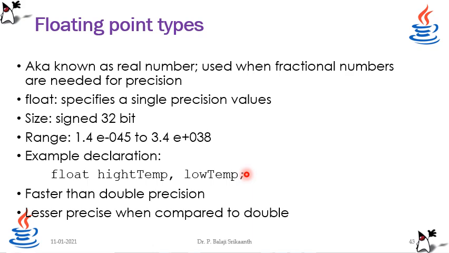These floating point numbers, when included in computation, are faster than double precision. Of course, they are less precise when compared to double, and they also occupy less space when compared to double.